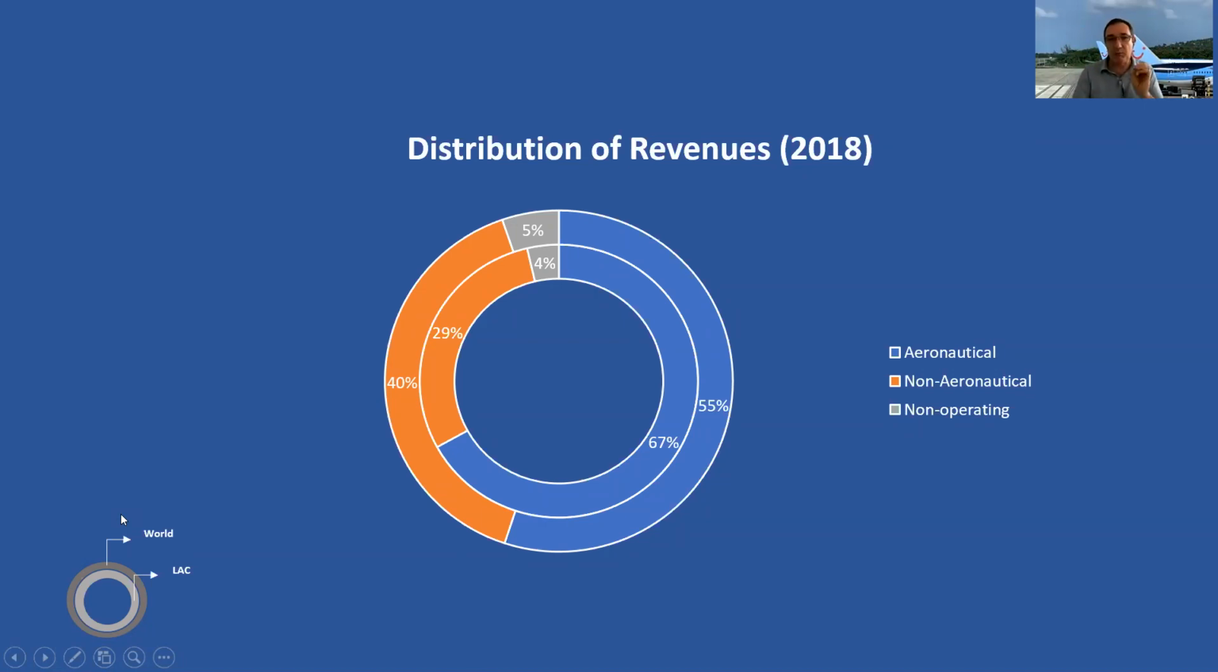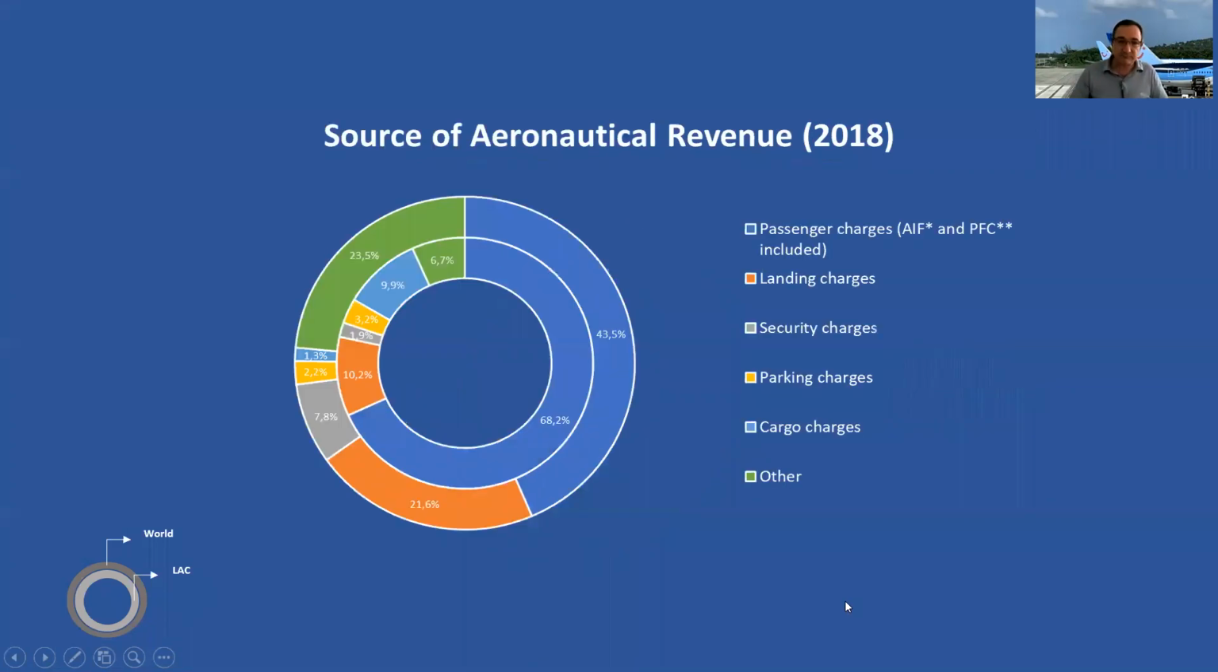There seems to be potential for more non-aeronautical revenue activity in our airports. Let's go on to the next one. So, if we look at the aeronautical revenues that we were talking about, where is it coming from? Is it coming from the passenger charges? And you were absolutely right. The great majority of revenues is from passenger charges.